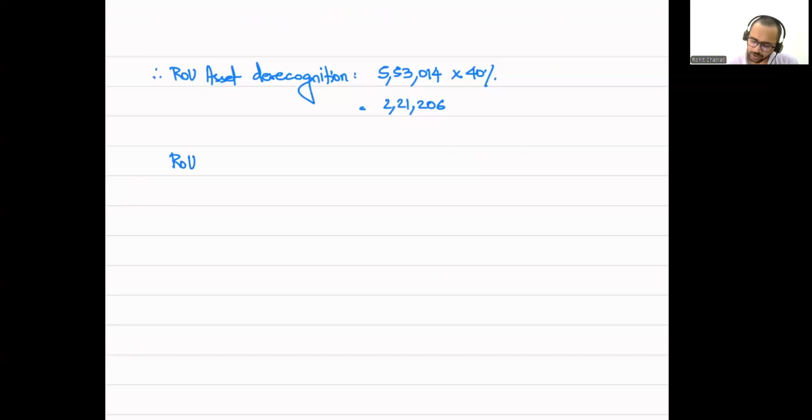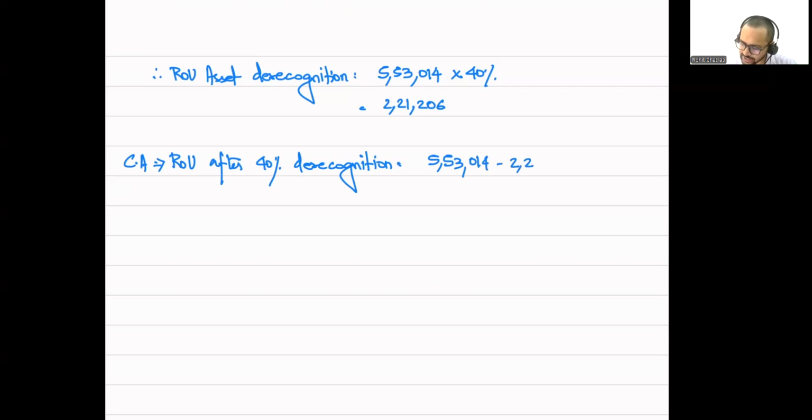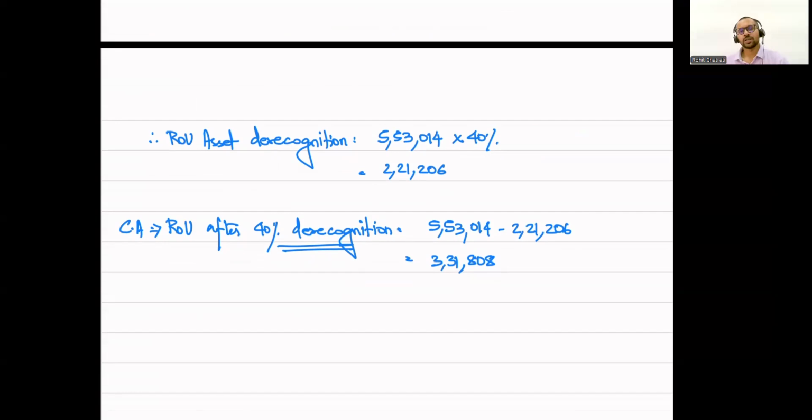And I will have an amount of ROU asset after derecognition. After 40% derecognition, the carrying amount of the ROU asset will be 5,53,014 less 2,21,206, which is going to be equal to 3,31,808. This is the carrying amount of the ROU asset after 40% derecognition.